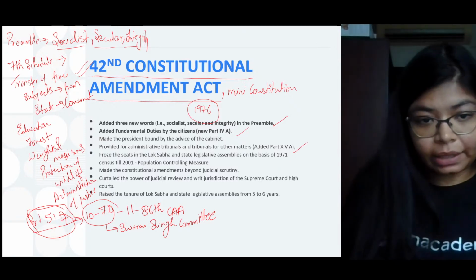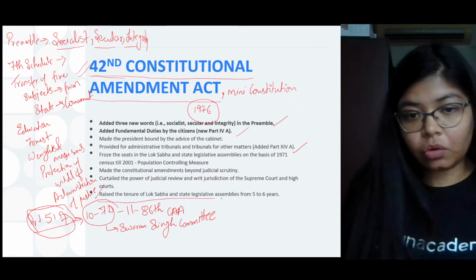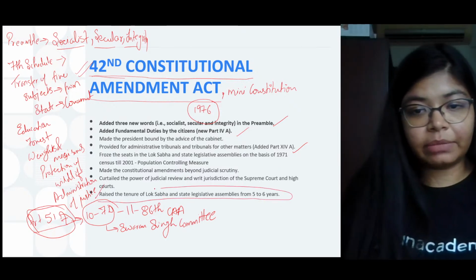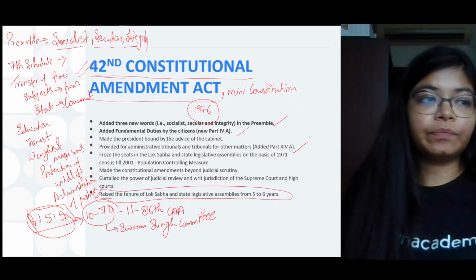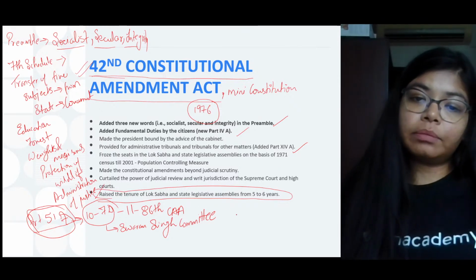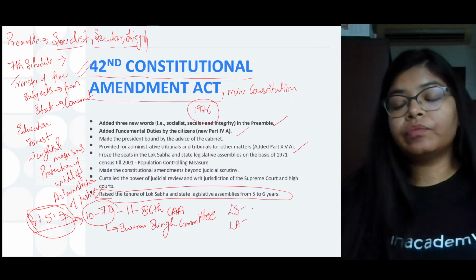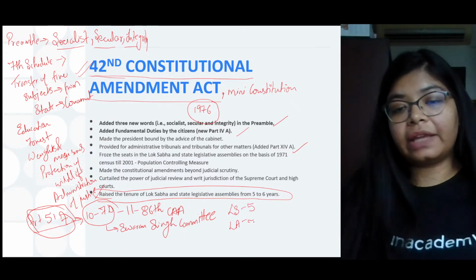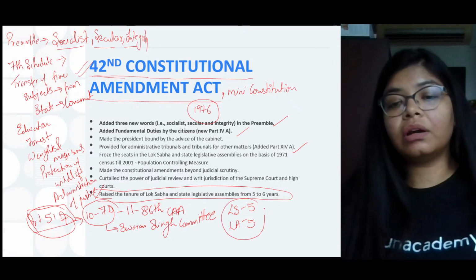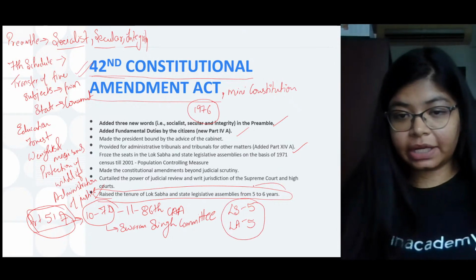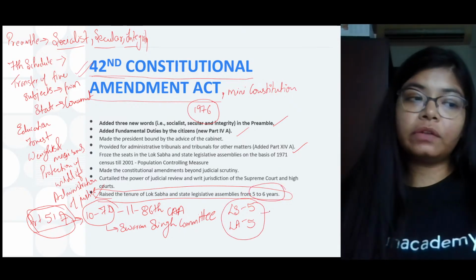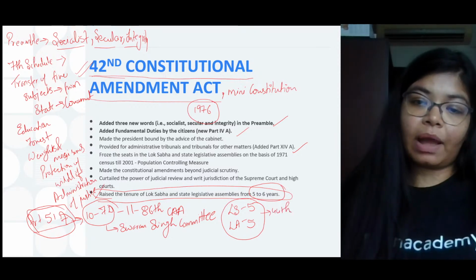ठीक है. One thing I did not discuss, ये raise the tenure of Lok Sabha and state legislative assemblies from 5 to 6 years. ठीक है. So everybody understand Lok Sabha और legislative assembly दोनों का tenure is 5 years. Now it is 5 years क्योंकि बीच में इन्होंने 42nd Amendment Act से ये किया, but 44th Amendment Act से इसको वापस रिवर्स कर दिया.